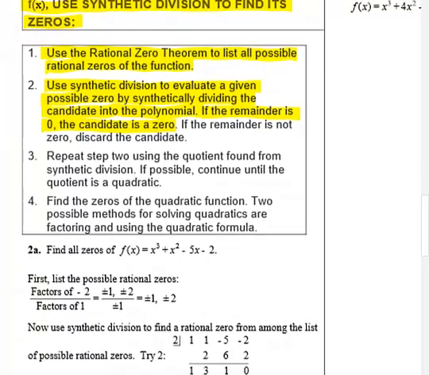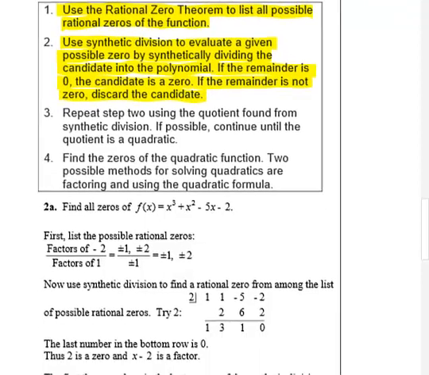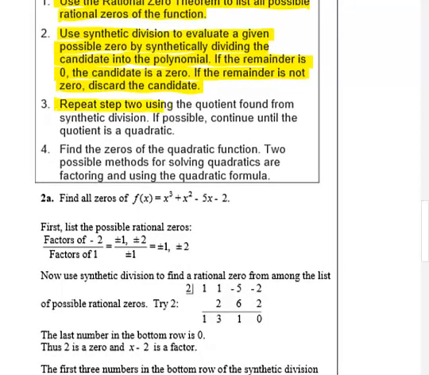But if you got any remainder other than 0, that means that it failed and you didn't find the right one. I'm going to try to keep going and try a new one. If the remainder is not 0, discard the candidate. You have to try a new one. Then we're going to repeat step 2 using the quotient found from synthetic division. If possible, continue until the quotient is quadratic.